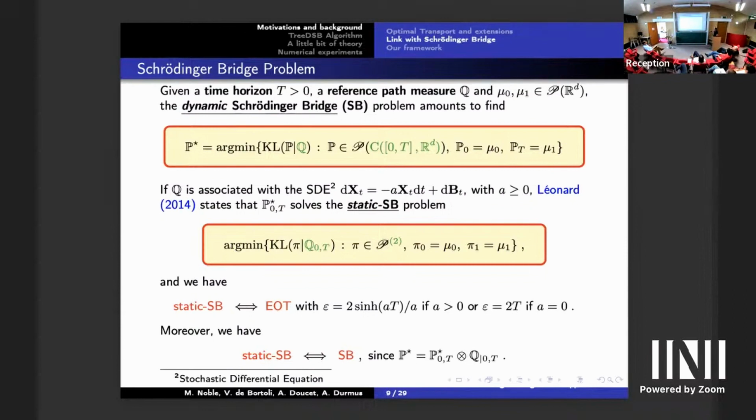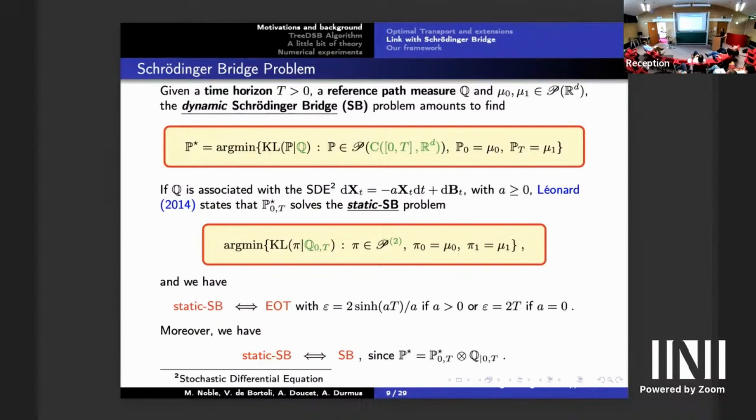And so how are they related? Valentin said some words about it, but simply you can make a link between the static and dynamic formulation by seeing that the solution of the true Schrödinger bridge problem is simply your optimal coupling from the static problem, with the conditional path measure from Q. So if you want to solve this, actually you can solve the static version, which is way easier to compute, and then add this little chunk.